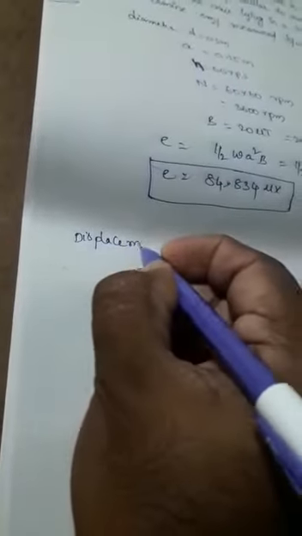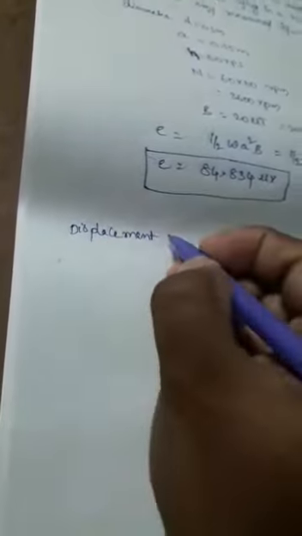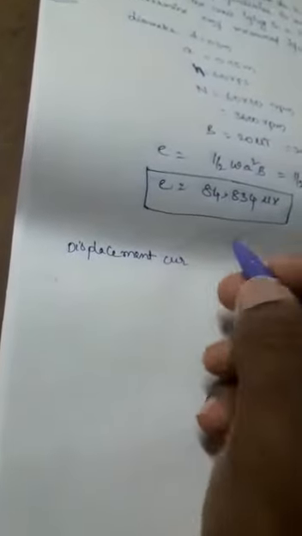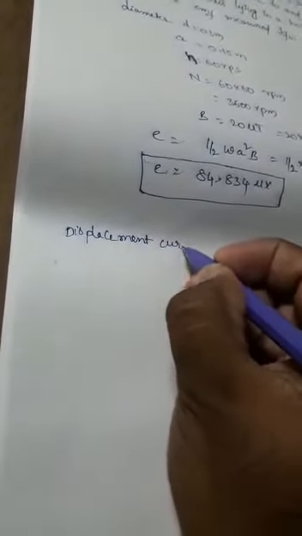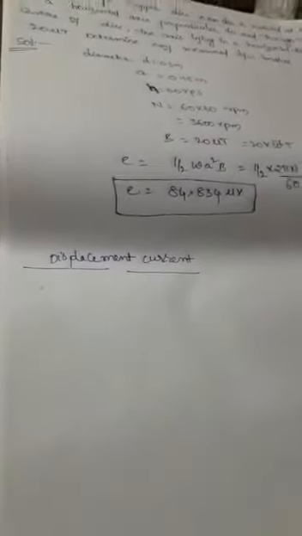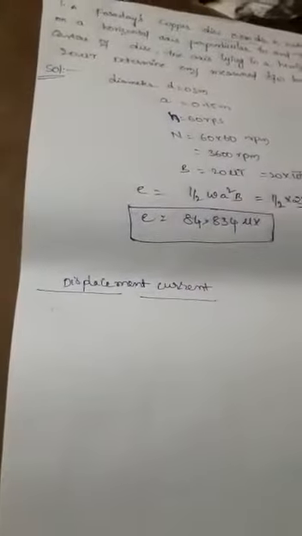So our next concept is displacement current and displacement current density. This concept was introduced by Clerk Maxwell. In the second unit, that is conductors and dielectrics, we already defined displacement current and displacement current density. So how can we define this displacement current here?